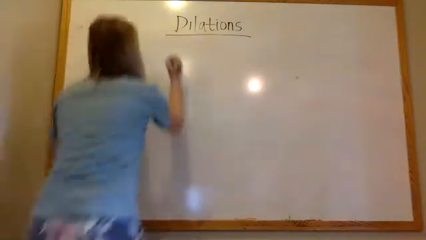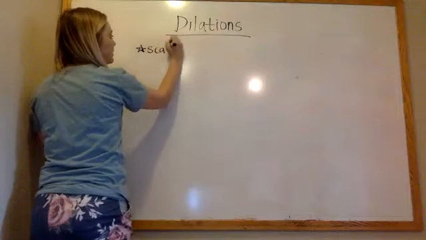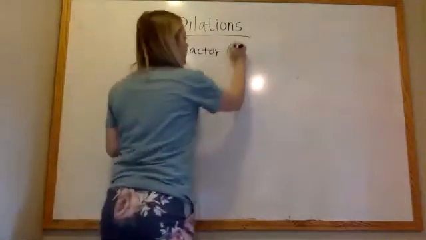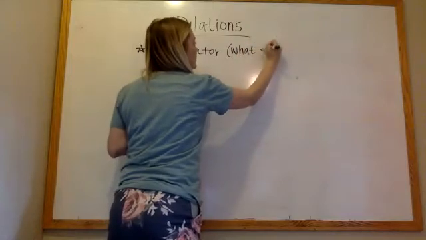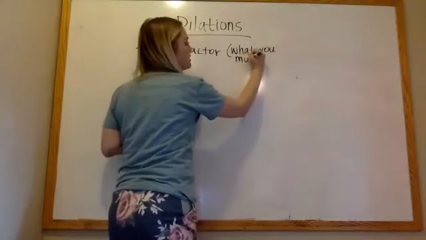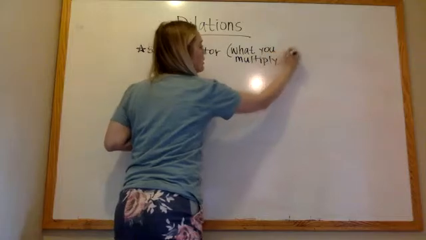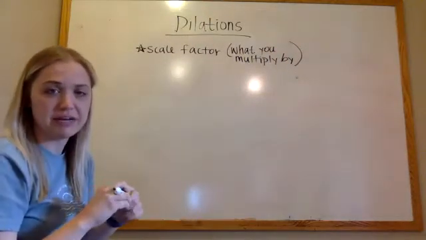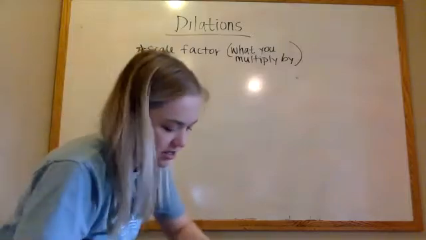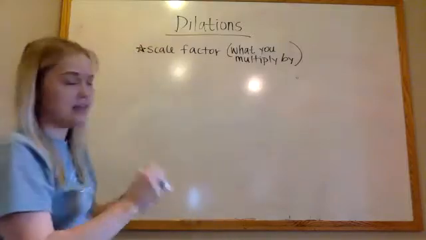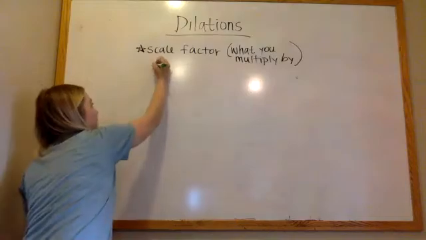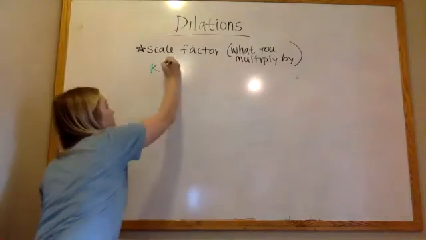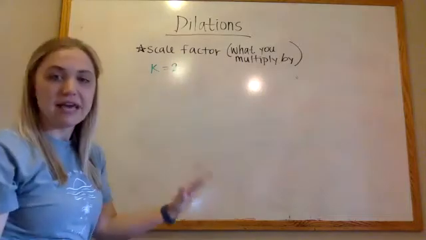One of the things that you need to know about dilations is called a scale factor. A scale factor is just what you multiply by. So scale factor is what you're multiplying by. We usually use the letter K. So what you're going to see on a lot of these things is this letter K. And K is whatever you're multiplying by. So sometimes it'll be a number like that, K equals 2.